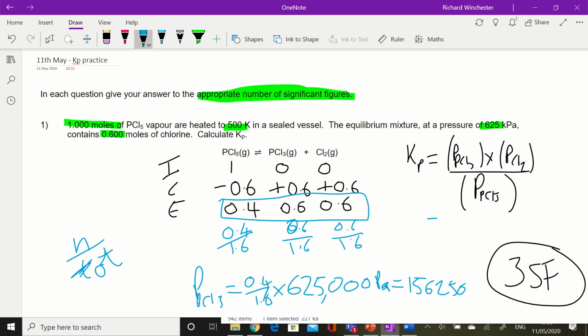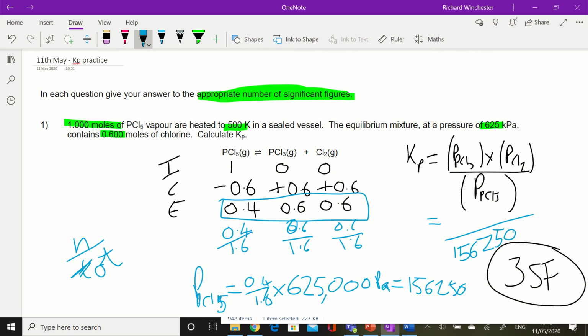And then to get Kp, I'm going to plug in all these things. So that's the partial pressure of PCl5. It makes it look like a 3 I've drawn, but it's PCl5. I hope I said PCl5. Is that number 156250? Now I'm going to do the other guys as well.